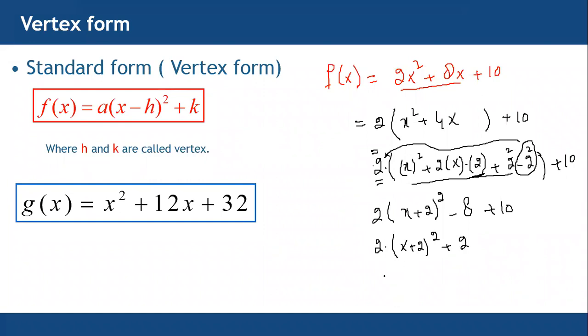Write this in the standard form: 2 multiplied with x minus minus 2 whole square plus 2. Now we know the h value is minus 2 and the k value is plus 2. X is minus and y is plus. Which quadrant? Fourth quadrant. No, I think it's the second one. Second quadrant. Yes, yes, second quadrant.